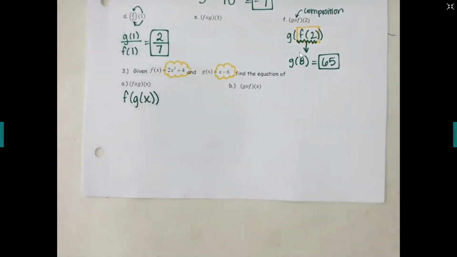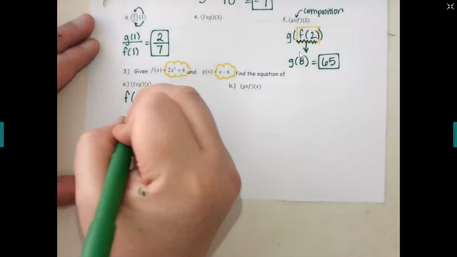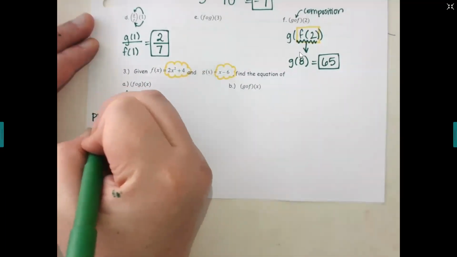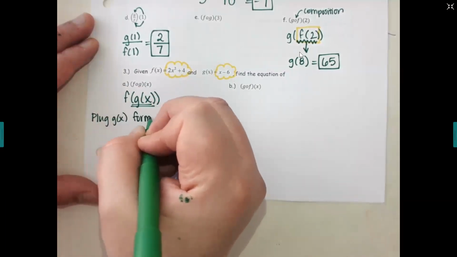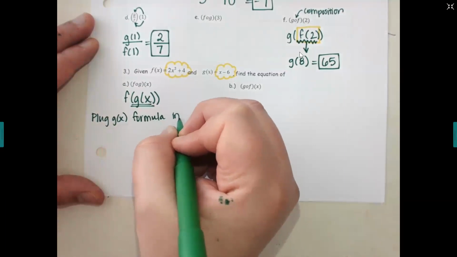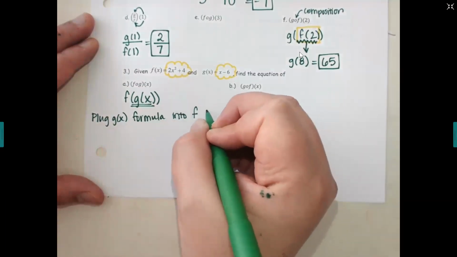And then remember what that means, I'm gonna write a little sentence for this in a second, is that I'm gonna take the G of X formula and I'm gonna sub it into the F formula. So let's write that first, okay, then we'll do it. Okay, I'm gonna put or plug the G of X formula into the F formula.